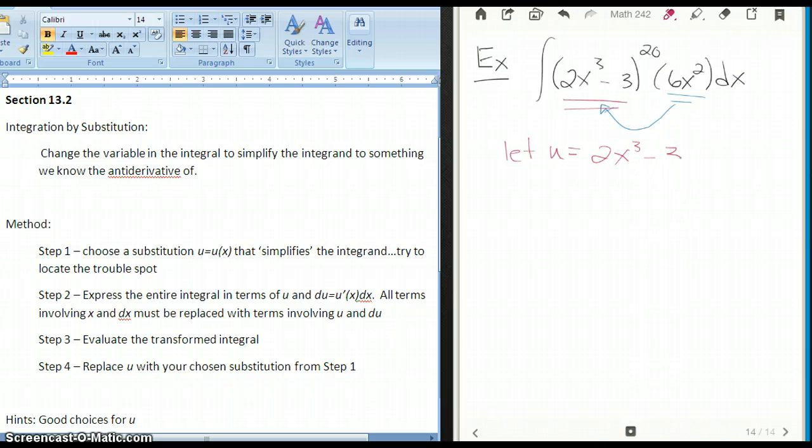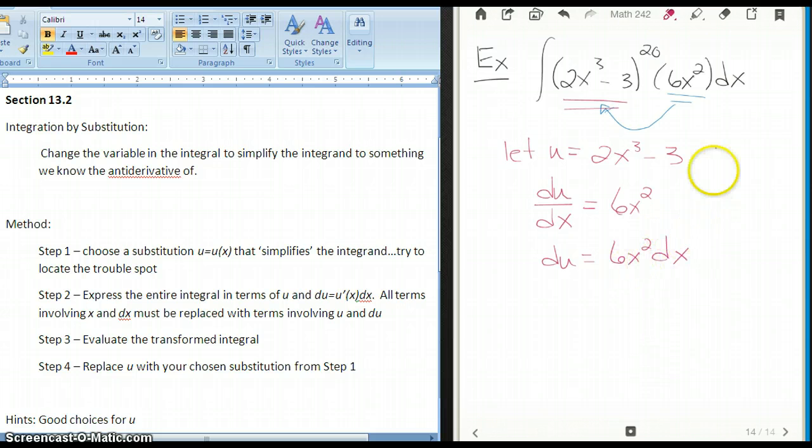Okay, if that's our choice for u, remember that our next step is to rewrite the entire integral so that it's only written in terms of u and du. Remember, we get the du by taking the derivative of this u expression. So that means that here du/dx is, I just write the derivative here, which is 6x squared. Okay, notice that if I move the dx up there with the 6x squared, I get du equals 6x squared dx.